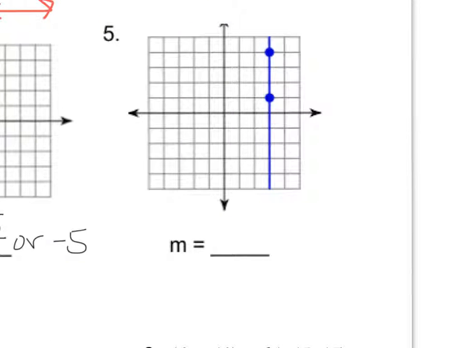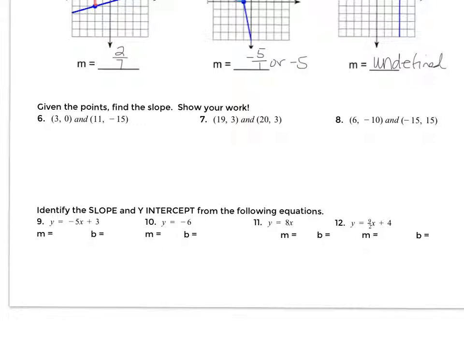Well, look here, number 5. That's a little bit complicated, but we have talked about vertical lines. What type of slope do vertical lines have? It is undefined because you're going up and down, but your denominator would be 0. Okay, then we're moving right along to numbers 6, 7, 8. Given the points, find the slope. Show your work.